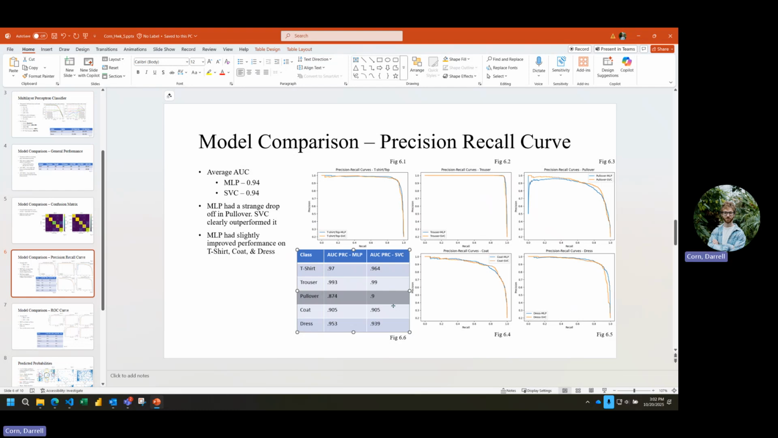But the MLP did slightly outperform the SVC on other classes such as t-shirt, coat, and dress. And like we can see here in the dress class in figure 6.5, the blue line just kind of butts out just a bit further than the orange line, showing that it's going to be slightly more optimal to choose the MLP classifier for certain thresholds.